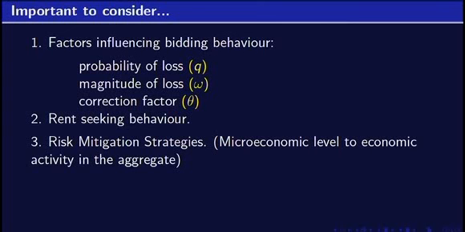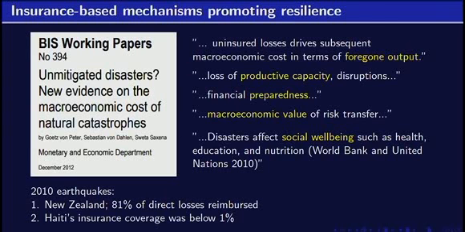And number three, risk mitigation strategies. So we've seen insurance is just one of the tools. And apart from looking at it from a microeconomic level, it has a ripple effect on the economy as a whole. So I'll present a few examples that I got from literature on how risk impacts people.